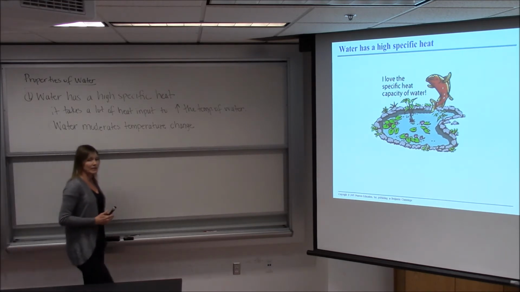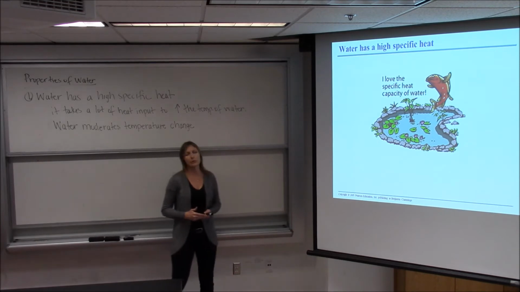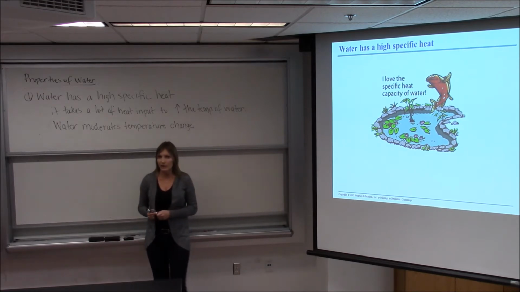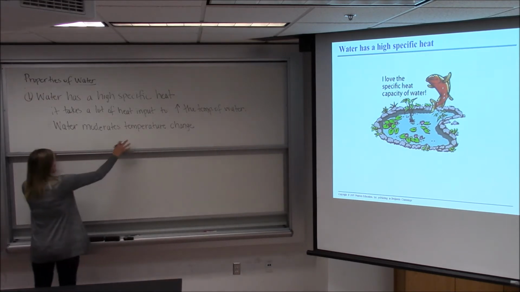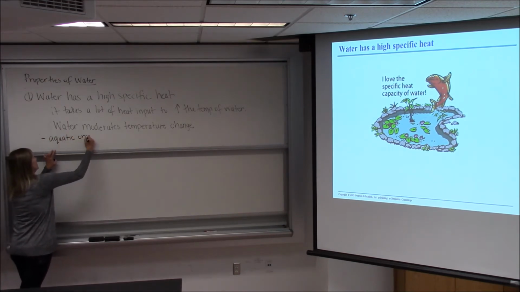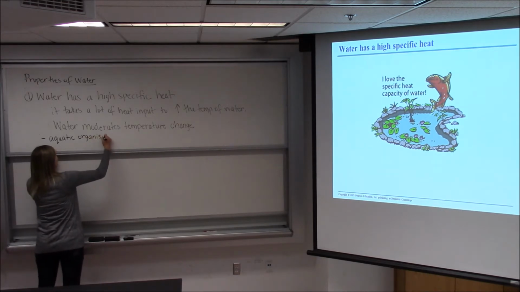When animals moved onto land, this was one of the biggest problems they faced because, as you know, on land, season to season and day to night, there's a big temperature variation. So water moderates temperature change, and this applies to aquatic organisms, which most life on Earth is in the oceans.